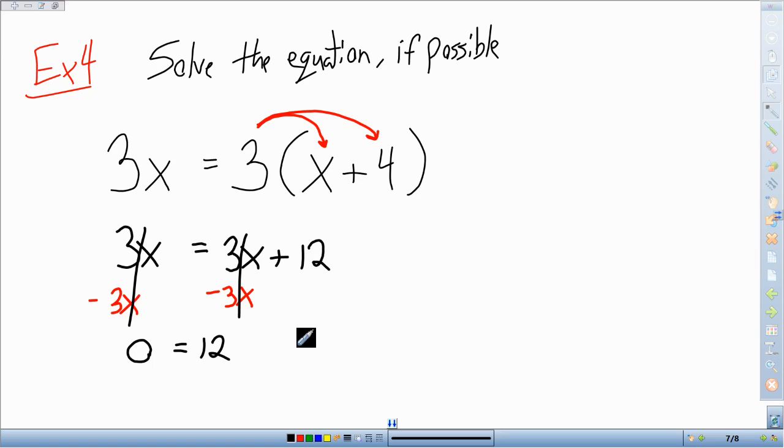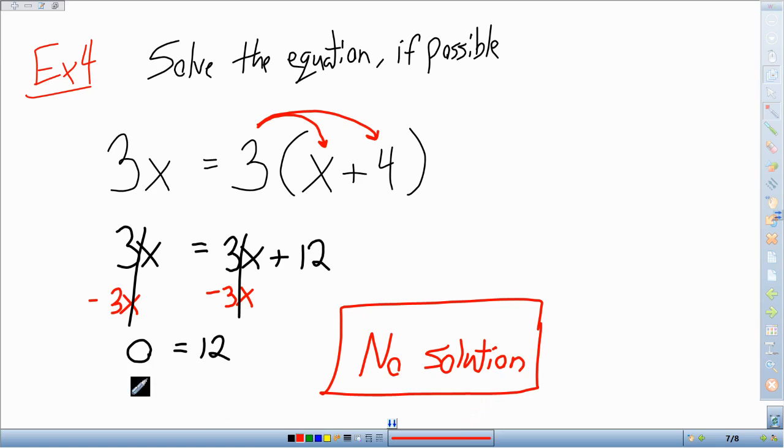So here is the question. After we eliminate our variable, we want to see if what is left over actually makes sense. Does this make sense? Does 0 equal 12? No, it doesn't make sense. So when that happens, your answer is going to be no solution. What that means is that there is not a value for x. There's not a number we can plug in for x that would make this equation work. There is no solution. That's what happens when you get an ending that does not make sense: 0 does not equal 12.